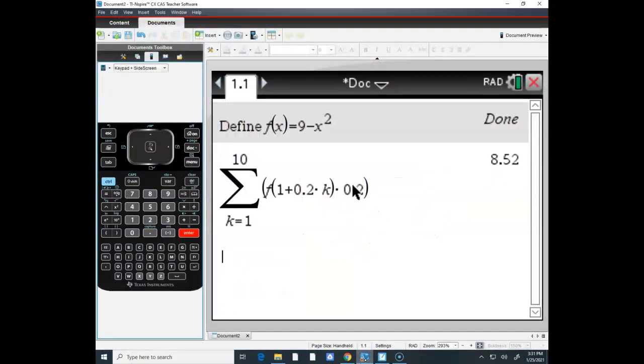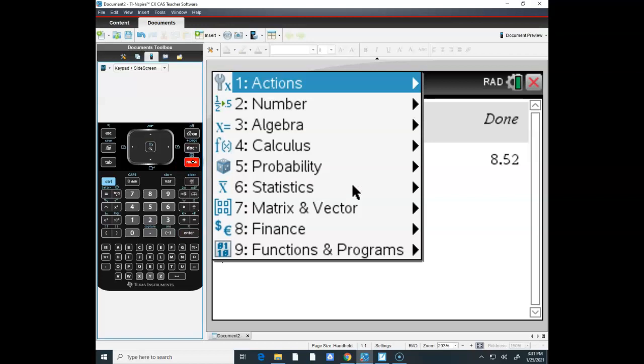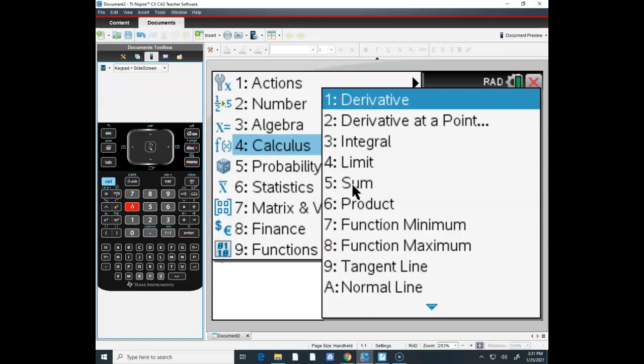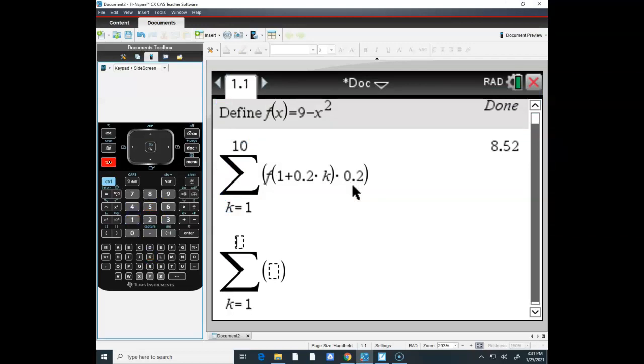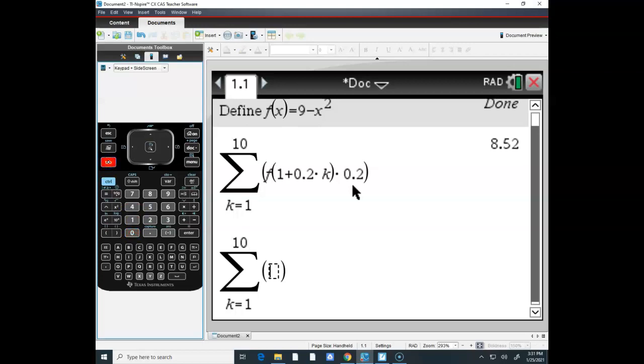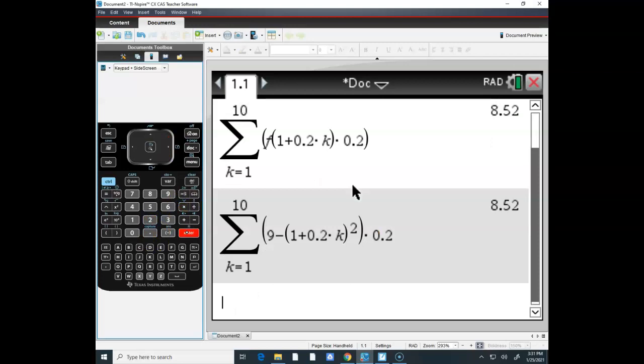without defining it, because I could say menu, calculus, sum, and I could say my limit from k from 1 to 10, and then I'm going to hit tab, and then I have to say 9 minus parenthesis 1 plus 0.2 times k, close parenthesis, then I'm going to square that, and then I'm going to have to get on the outside of that and say times 0.2, and that should give me the exact same thing.